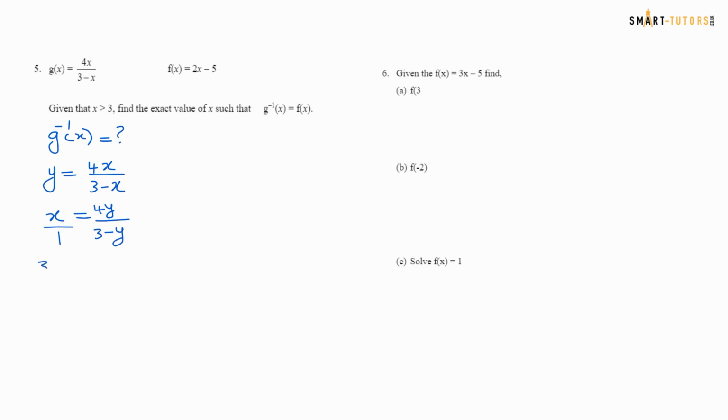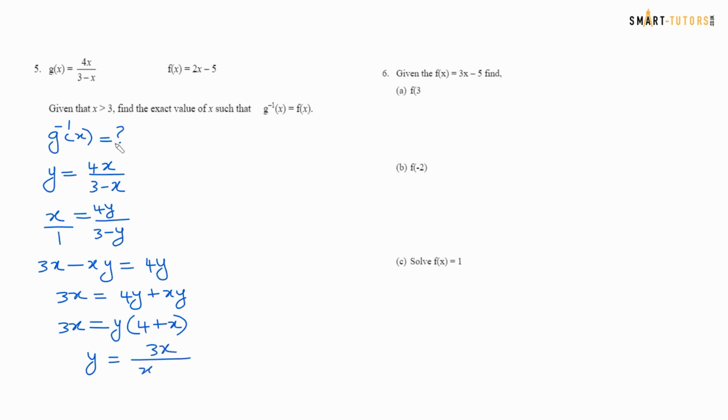So in this case 3x minus xy equals 4y. So I'm going to bring y to one side. So 3x equals 4y plus xy. I'm going to take y out as a common factor. So 4 plus x, or x plus 4, that is 3x. So y equals 3x over x plus 4. So that is the y answer. So that answer is the g inverse x.